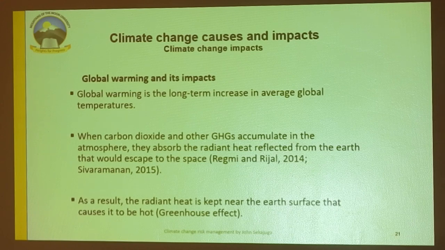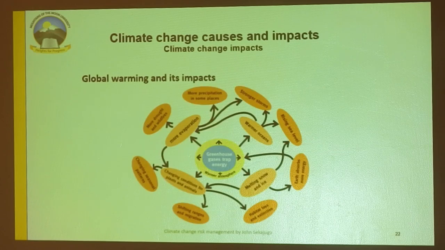Let us now look at global warming and its impacts. We all know global warming is really a current global problem, where we see a long-term increase in average global temperatures. When carbon dioxide and other greenhouse gases accumulate in the atmosphere, they absorb the radiant heat that is reflected from the Earth's surface that would otherwise escape into space. As a result, the radiant heat is kept near the Earth's surface and causes it to be hot. That is the greenhouse effect, as we talked about.